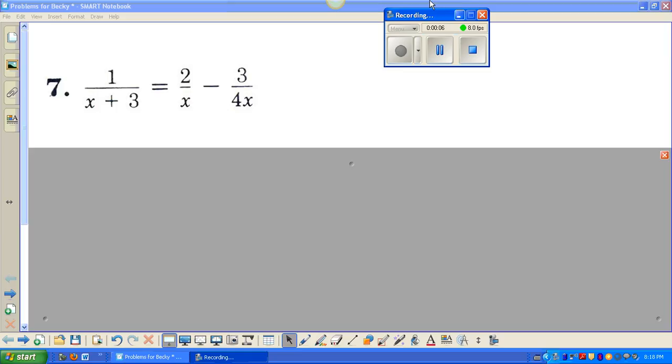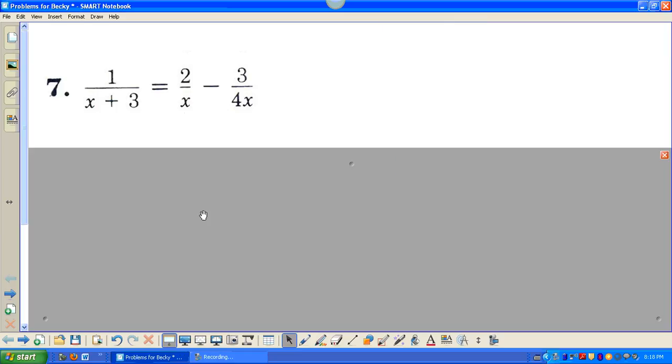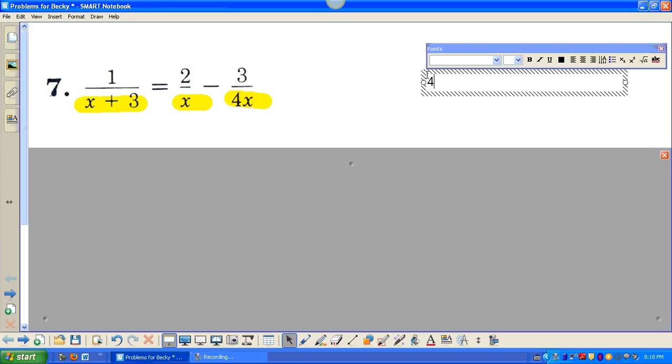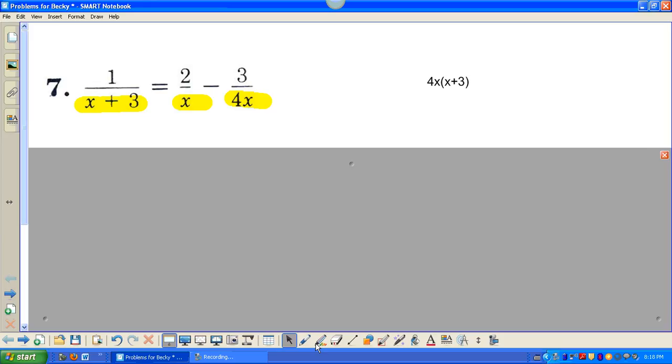On problem 7, you have to look at the denominators, which are x minus 3, x plus 3, x, and 4x. You have to select your common denominator correctly. You're going to need a 4, that's a monomial term. You're going to need an x, and you only need one x. You don't need an x squared. You just need an x, and then you need an x plus 3. That's going to be your least common denominator.